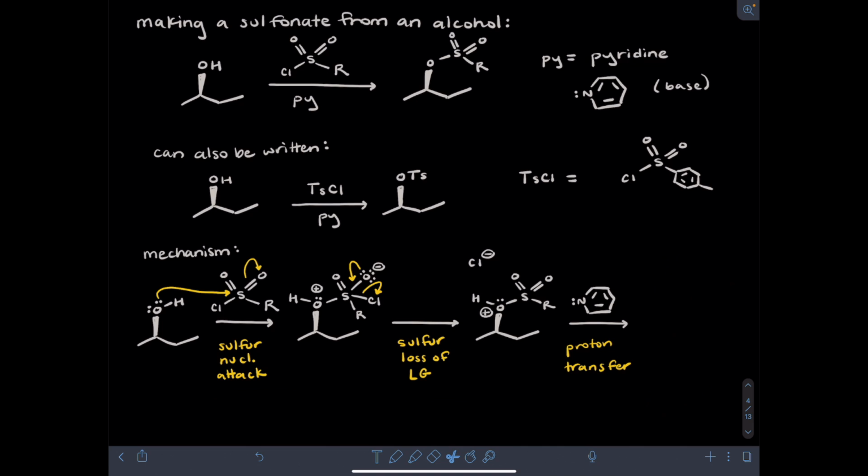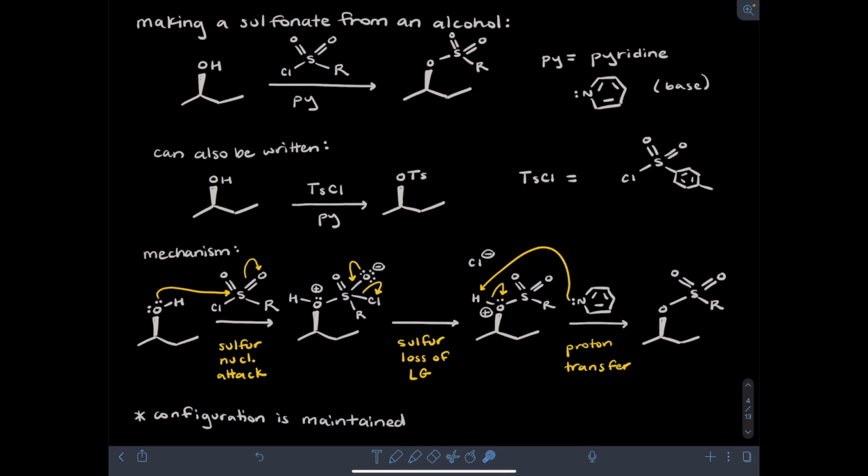To deprotonate the cationic oxygen to get to a neutral product, I need to bring in a base. Here I've added pyridine as one of my reactants, and that's a good base. I would use the nitrogen's lone pair to deprotonate the oxygen's bond to hydrogen. And this proton transfer gets to the neutral alkyl sulfonate product. Notice that no chemistry has taken place at this carbon, this chiral center, so therefore the configuration is maintained. Nothing has happened at that particular carbon.